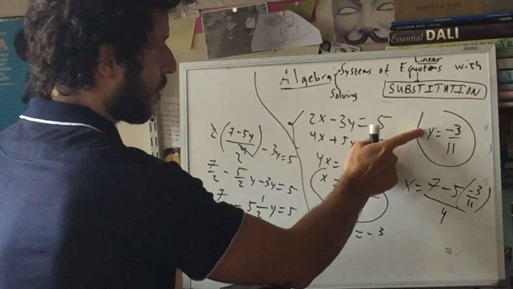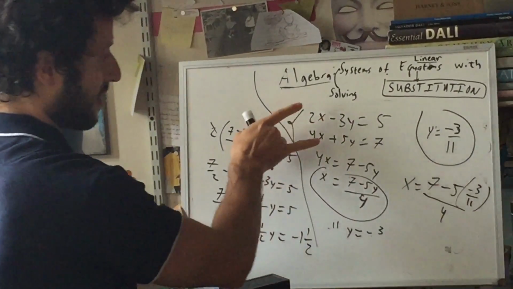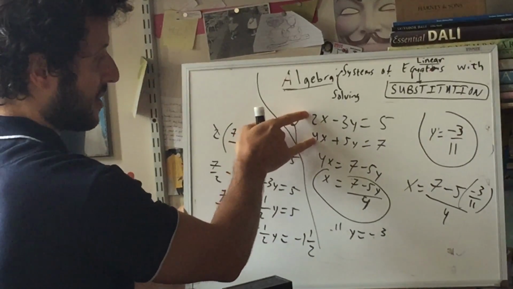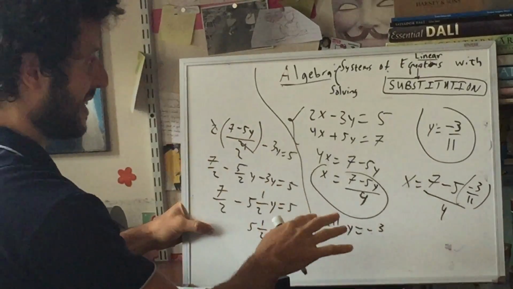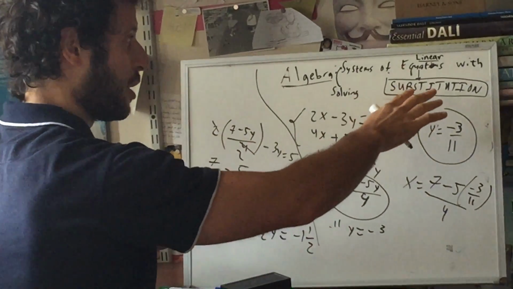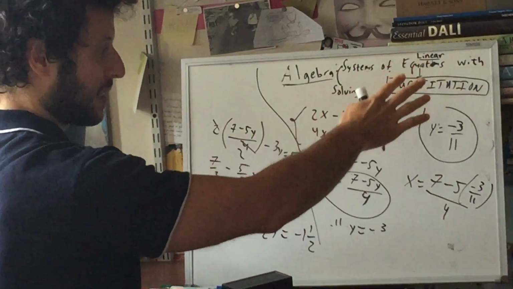We're able to find our y, and we're able to find our x that are going to satisfy both of these equations. However, it was kind of a lot of work. There's a lot of fractions. It's very tedious. But substitution always works. So if you're completely clueless, go with substitution.